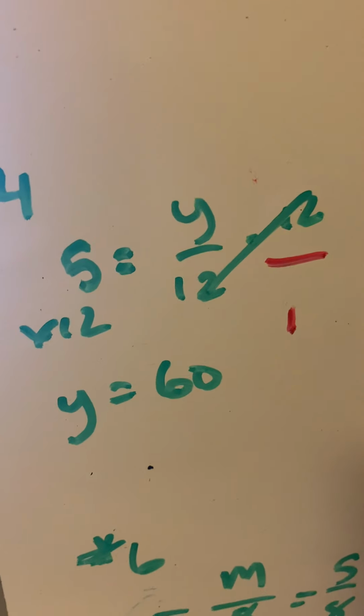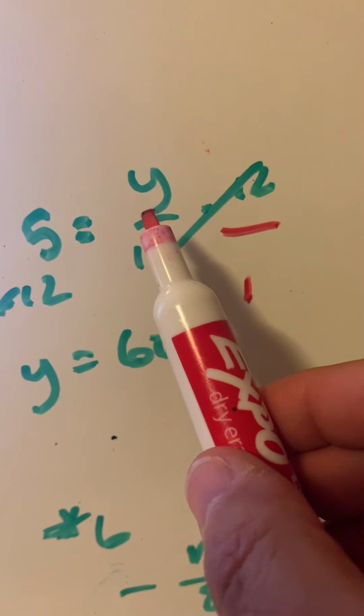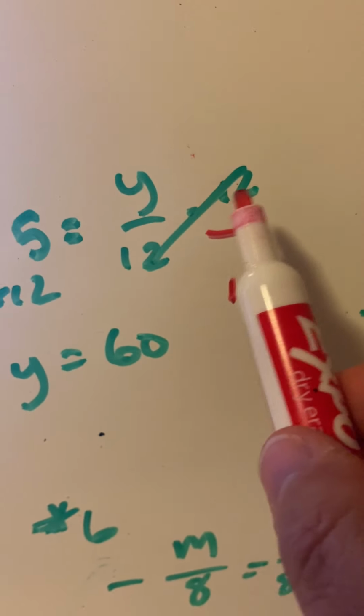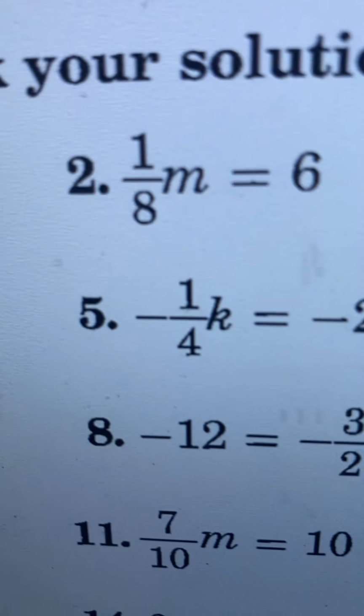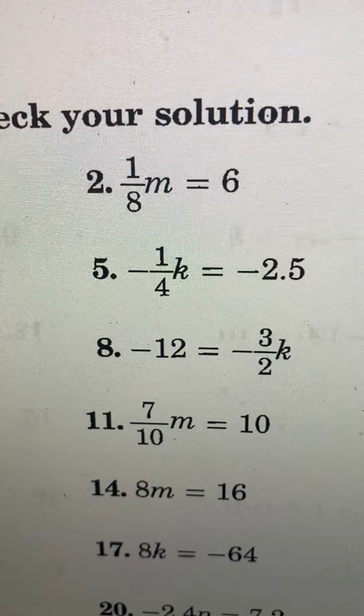You just need to know that this is a division bar, and the opposite of dividing by 12 is multiply by 12, and 5 times 12 is 60. Number 5, I like number 5.